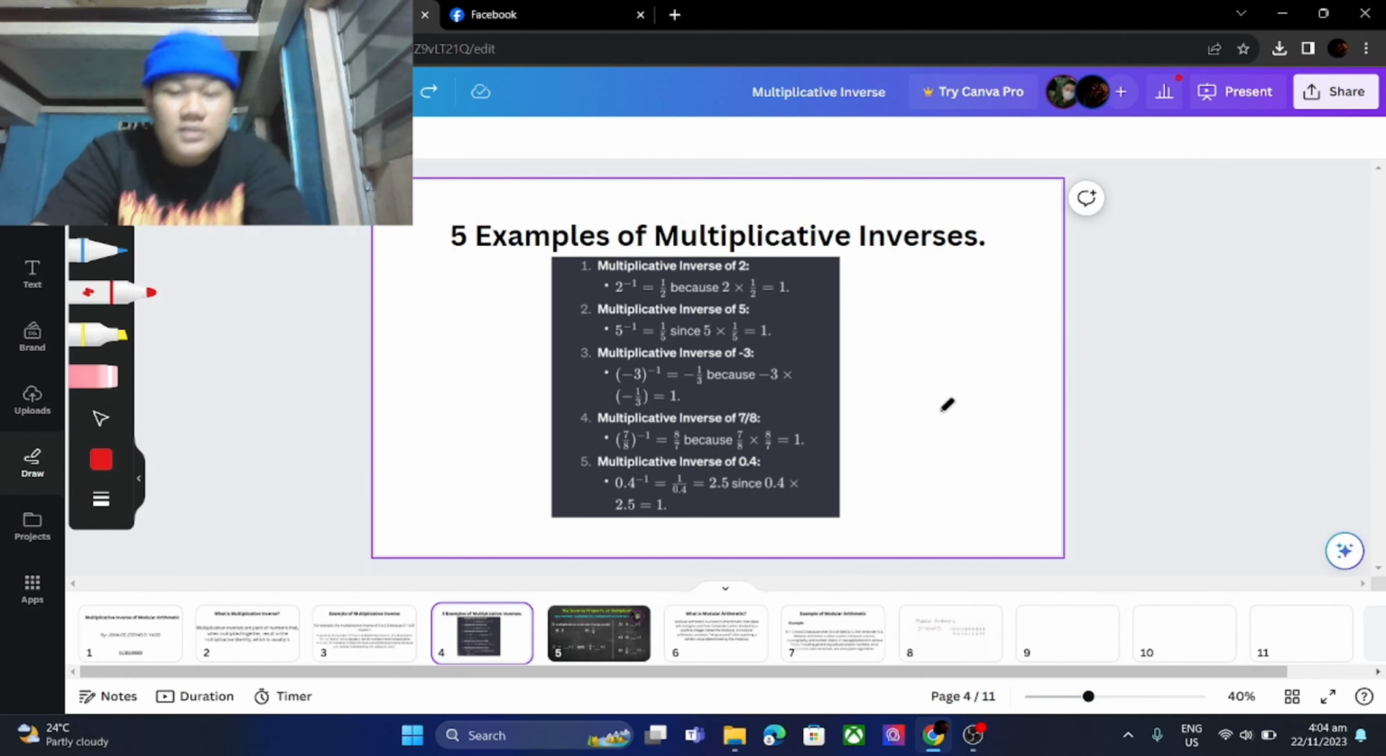Here are 5 examples of multiplicative inverses. Number 1: 2^-1 equals 1 half, because 2 times 1 half equals 1. It is like flipping the number and then multiplying. 2 over 1 times 1 over 2: 2 times 1 is 2, and 1 times 2 is 2. So the result is 2 over 2, which equals 1. That is the first example.